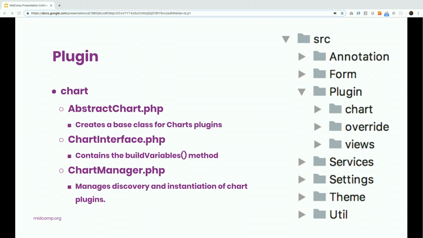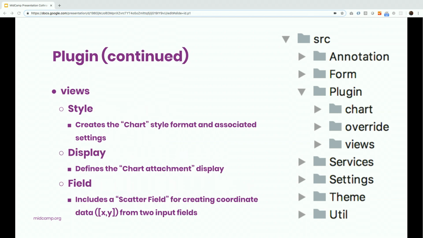The plugin folder is a very important one. The first folder, chart, you probably don't really need to look at unless you're wanting to score some easy commits and get your free PhpStorm license. The style in the views plugins, there's 3 of them. One is style, that's kind of the main one. It does a lot of the data transformation and rendering, and that's also sort of the form that you see when you're clicking on format settings in your view. The display plugin creates the chart attachment, which I mentioned a second ago.